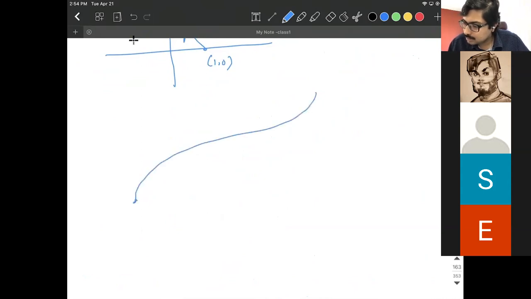Suppose this is x(t), x(a), and this is x(b).